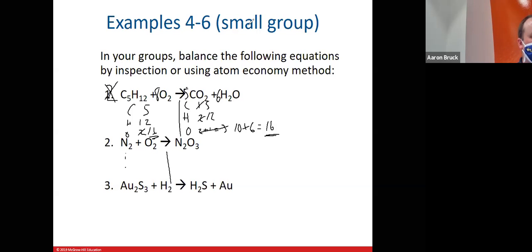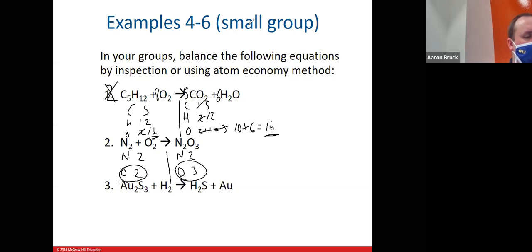In the second example, I've got nitrogen and oxygen on each side, 2 nitrogen, 2 oxygen on the reactants, 2 nitrogen, and 3 oxygen on the product side. This is another one of those examples. I've got an odd number here and an even number here. Rule of thumb, double everything other than the element that you're trying to balance.